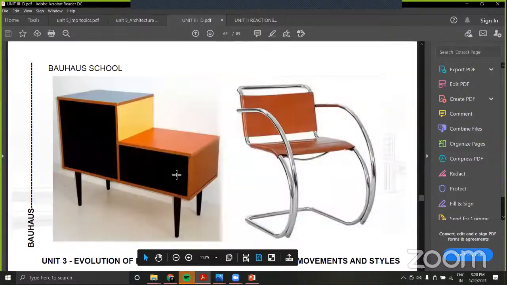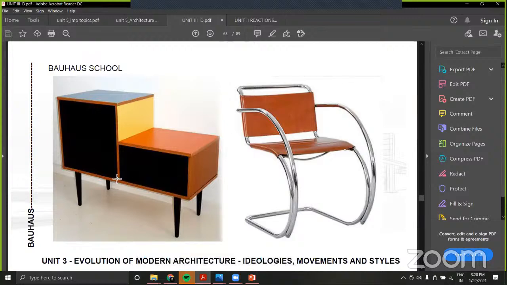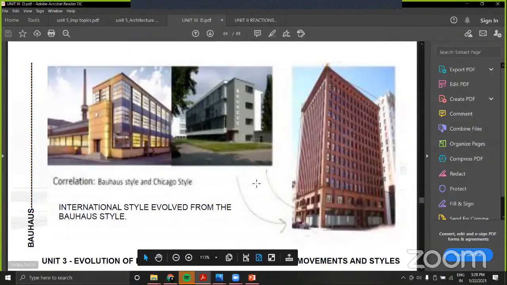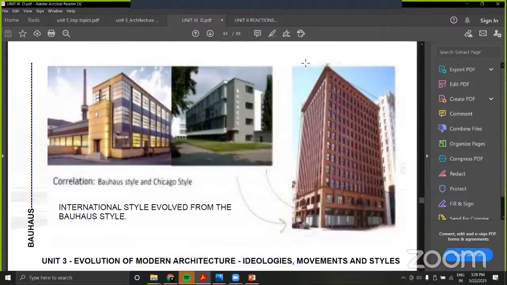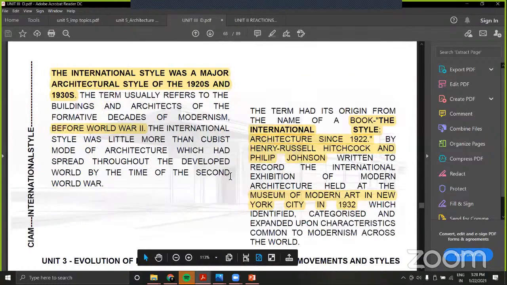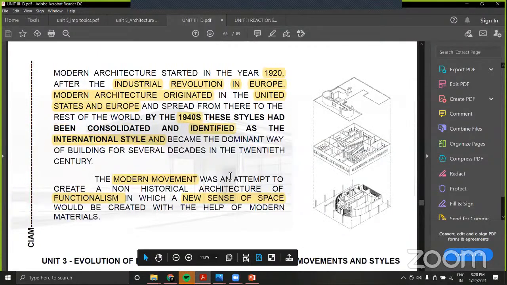Yeah, the Bauhaus school initially introduced a lot of furniture. These are some of the furniture they designed, and this furniture was used worldwide exclusively in that period. International style evolved from the Bauhaus style. As we discussed in the last class, the international style was also a movement followed in that period, inspired by the Bauhaus style. So this is the international style, which we will talk about now.